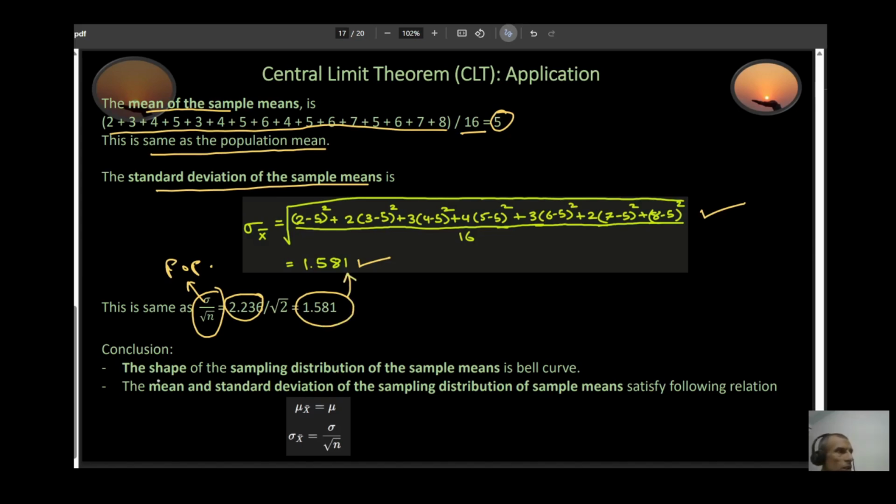So the conclusion is this: the shape of the sampling distribution of the sample mean is a bell curve. Another word is a normal distribution. It's a normal curve. And the mean and the standard deviation of the sampling distribution of your sample means satisfy this relationship. We just saw that it did satisfy that.